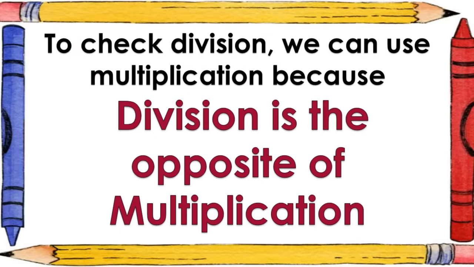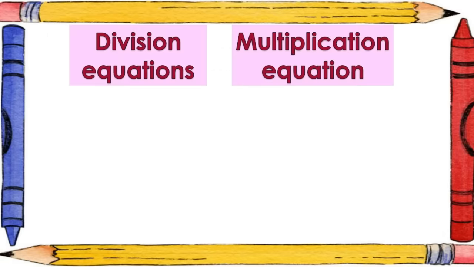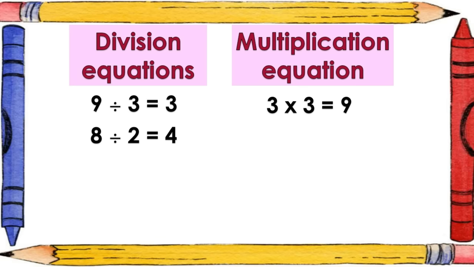To check division, we can use multiplication because division is the opposite of multiplication. Let's compare division equations and multiplication equations. 9 divided by 3 equals 3. The multiplication equation of this is 3 times 3 equals 9. Another division equation is 8 divided by 2 equals 4, and the multiplication equation is 4 times 2 equals 8.